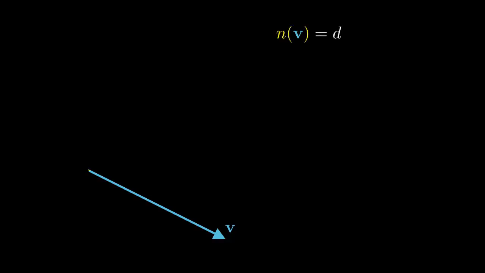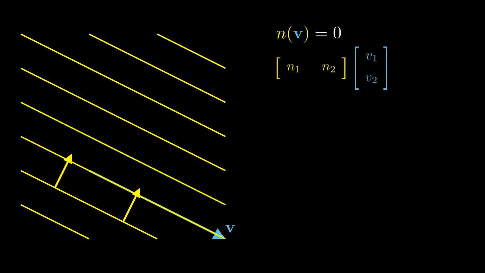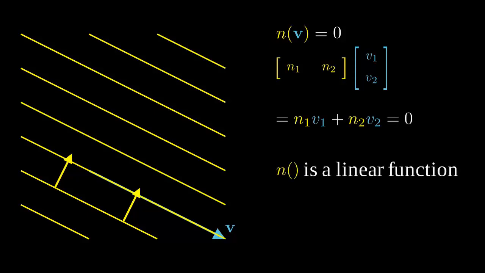You often see the normal like this. But you already know it is a stack of lines. You can think that d is equal to 0 case. You can also write the normal equation in the matrix form. This is the same as a dot product, and this equals 0. As you see, n is a linear function.